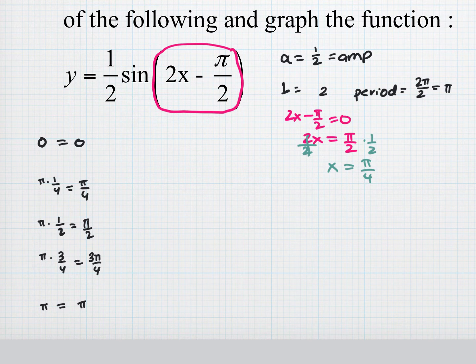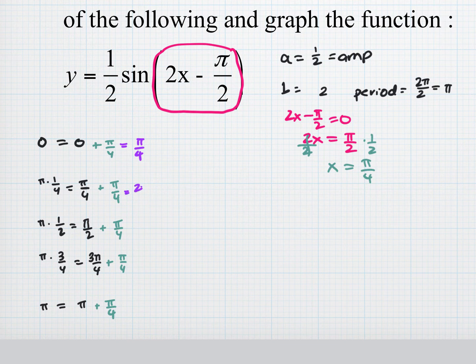Now my shift is to the right. Should make sense again because in the parentheses it was minus. So everything, what would be times 1/2? Because you're dividing by 2, so you can also just write it as multiplied by 1/2. Again, the first key point should be my phase shift, and it is.